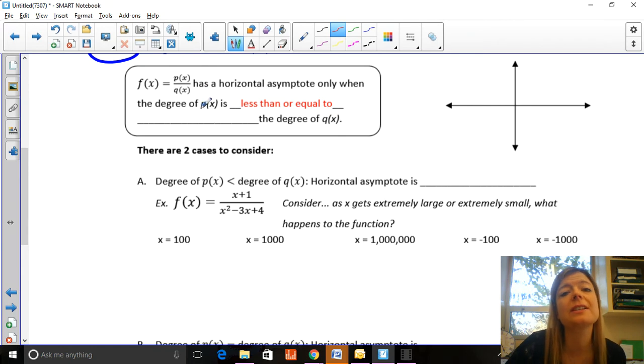If a function is top heavy, so the numerator has a higher degree than the denominator, then there is no horizontal asymptote. Okay, there's only a horizontal asymptote if it's balanced, so they're both the same degree, like both quadratic, both linear, both cubic, or if it's bottom heavy, like a linear divided by a quadratic, or quadratic divided by a quintic, or something like that. Those are the two times when there are horizontal asymptotes, so even or bottom heavy.